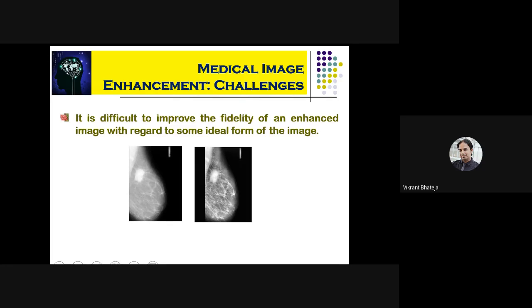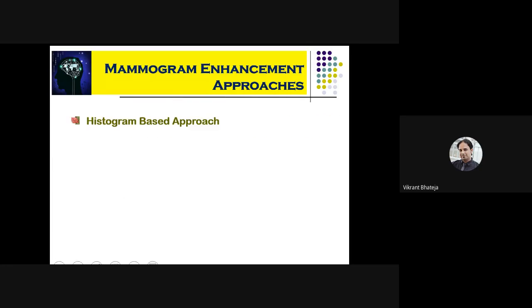So this is the reason that, say, this is one image and this is the second image, and if we say that the second image is the improved image of the first image, it is very difficult to compare it with the first image and then ascertain the quality.